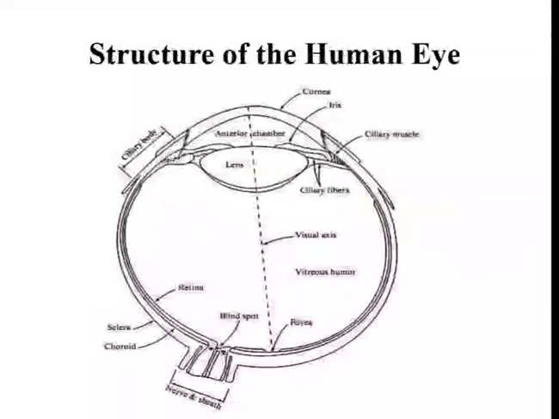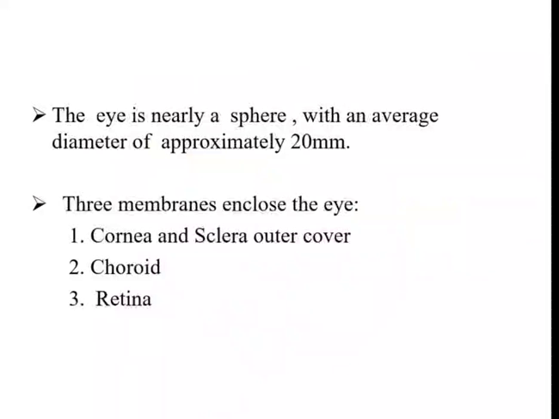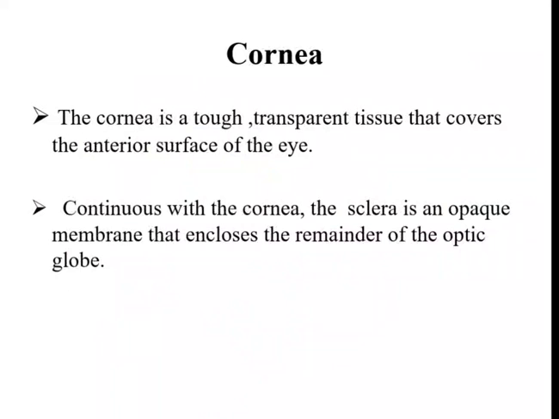Then we have to study the structure of the human eye. The eye is nearly a sphere with an average diameter of approximately 20 mm. Three membranes enclose the eye: the cornea and sclera, where the sclera is the outer cover, the choroid, and the retina. We will discuss them one by one.